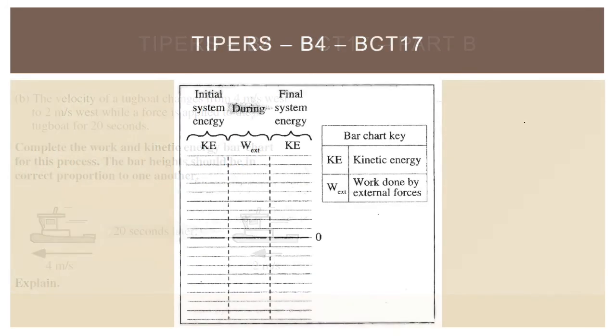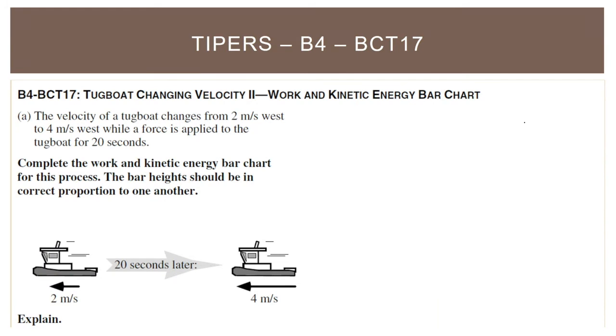Okay, so let's start with part A. Part A says the velocity of a tugboat changes from 2 meters per second west to 4 meters per second west, while a force is applied to the tugboat for 20 seconds. And so the first thing that we're going to want to do here is recognize that this object, diagram is a little misleading, is going 2 meters per second first, and it's just going to the left or west, and then it's going 4 meters per second. So this happens first on the left, and then this happens second.